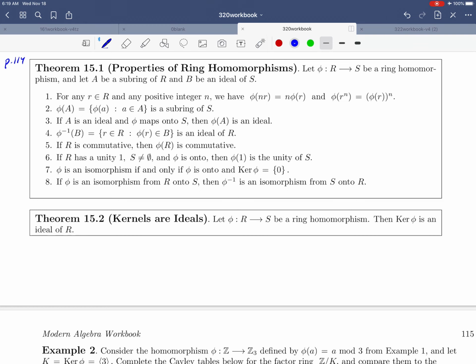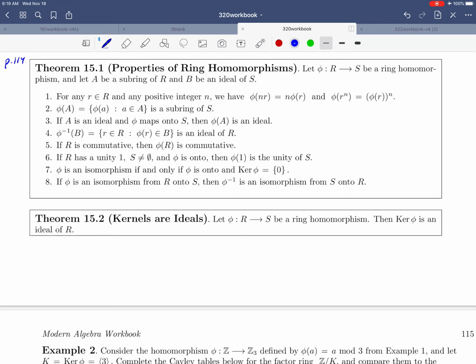If we read the prelude here, it tells us that we're going to let phi from R to S be a ring homomorphism, and then it gives us some other things. A is a subring of R and B is an ideal of S. Okay, now this is a long list of properties. We could read through these. We're not going to do that.